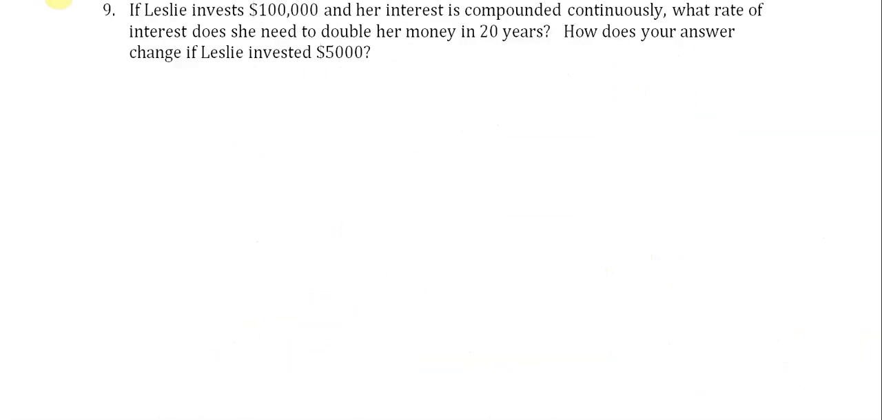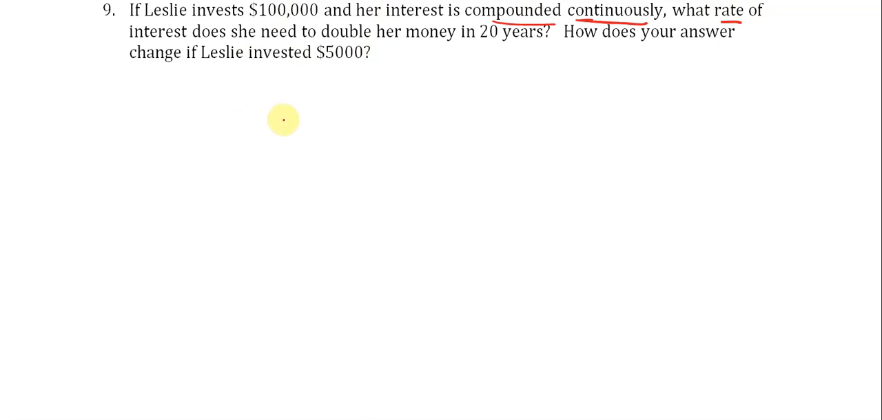All right, and then I'm going to do one last example here, this time with interest compounded continuously. So the key word here is continuously. So Leslie invests $100,000, and her interest is compounded continuously. At what rate of interest does she need in order to double her money?